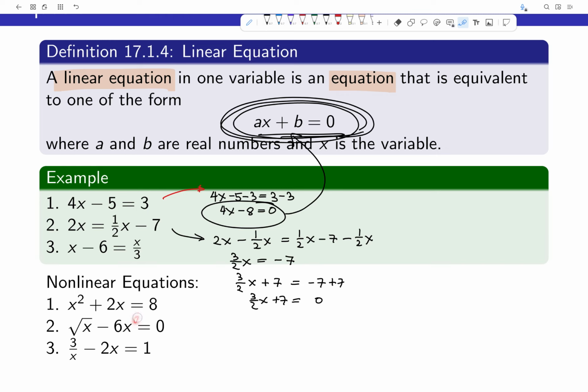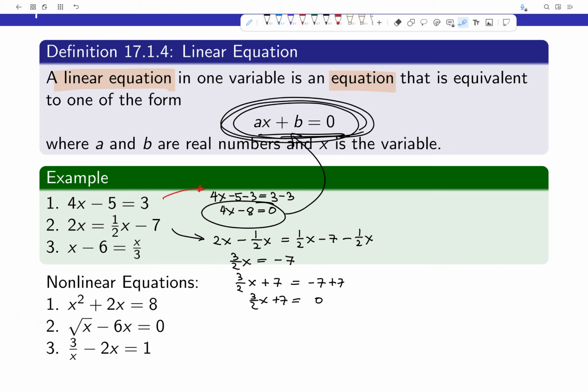Although the highest exponent here is 1, we have a variable whose exponent is a fraction. We don't want that to happen because by definition, the linear equation is in this form, right? The only and the highest exponent for x is 1. So number 2 is not an example of a linear equation.